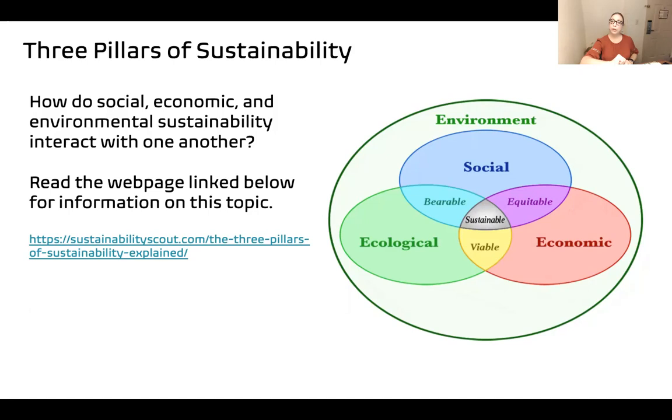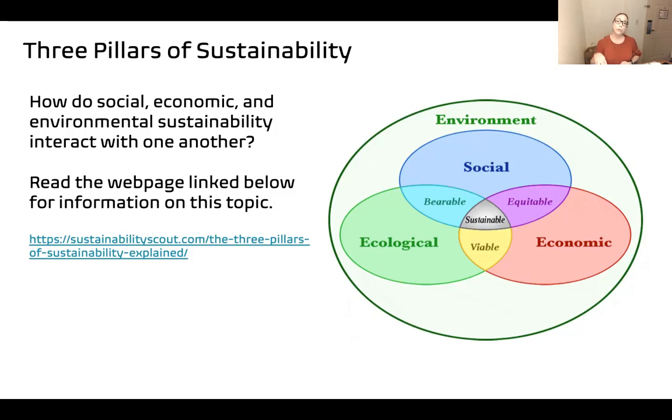If social sustainability breaks down, what happens? So you see here in the diagram, it says social. When it interacts with ecological, you get bearable, interacts with economic, you get equitable, and all three, you get sustainable. But if social sustainability breaks down, those things are no longer there. Life is unbearable. There is no equity. Life is not sustainable. So you need to think about what happens when one of these types of sustainability is no longer there. That's what I mean about the interaction of these three types of sustainability.